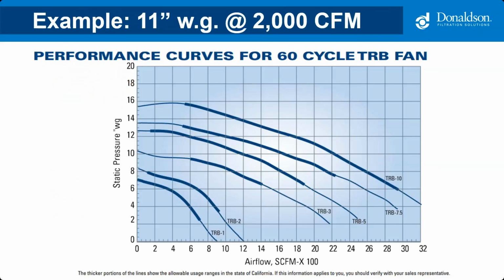All right, so fans are sized based upon the system's total static pressure and the required airflow. Let's say I need to size the fan for the recent project we just reviewed: 11 inches of static at 2,000 CFM. When looking at the fan curve, we would locate the static pressure of 11 inches and line that up with the required airflow of 2,000 CFM. When we line those two factors up, we land on a TRB 10 on the fan curve. This means we would select a TRB 10, which is a 10 horsepower fan, where those lines intersect, as you can see on the slide.